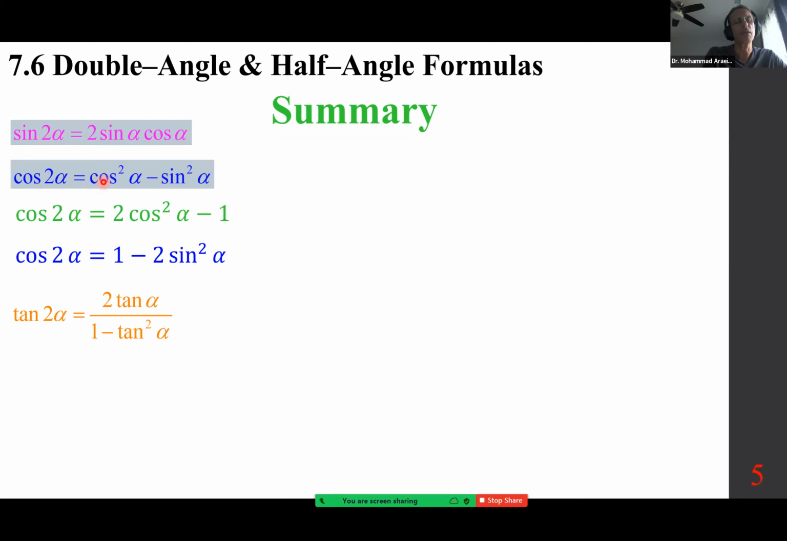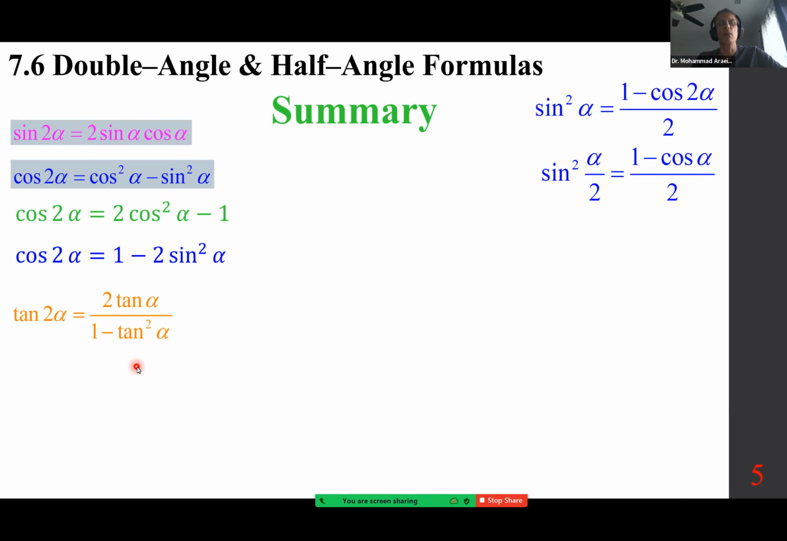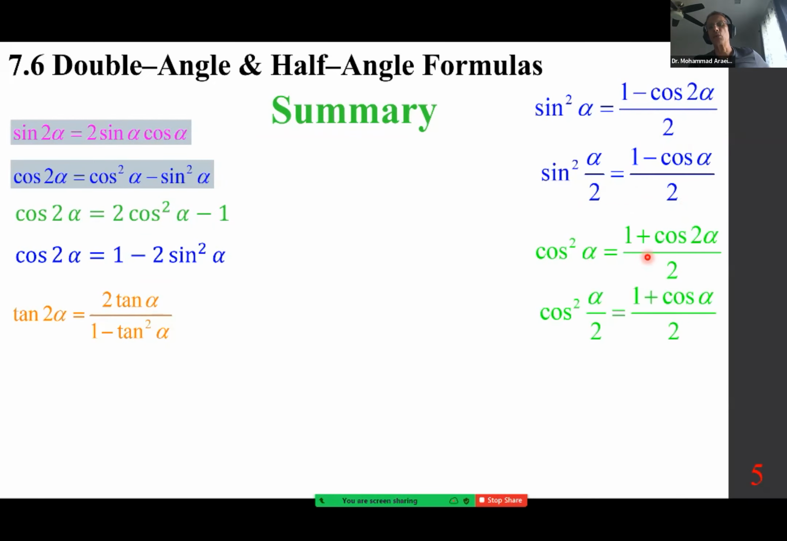Cosine of 2 alpha, there are three ways to write it. Cosine squared alpha minus sine squared alpha, 2 cosine squared alpha minus 1, 1 minus 2 sine squared alpha. Three different ways. Tangent is 2 tan alpha over 1 minus tan squared alpha. We can establish sine squared alpha based on these formulas to be 1 minus cosine 2 alpha over 2, sine squared alpha over 2 is 1 minus cosine alpha over 2, as I mentioned, and cosine squared alpha is 1 plus cosine 2 alpha divided by 2.